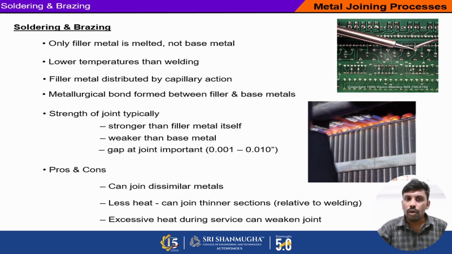So the gap at the joint is important. The gap is about 0.012 to 0.010 inch. It can join dissimilar metals. We can use less heat when compared to the other welding processes. It can also join thinner sections, because excessive heat during welding can weaken the welding surface area.